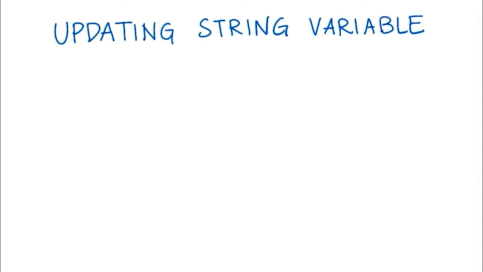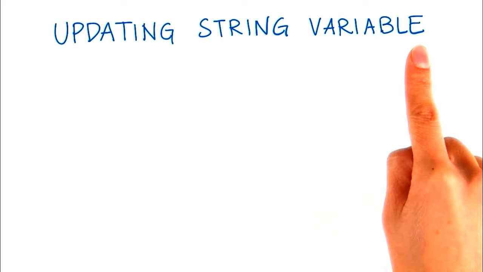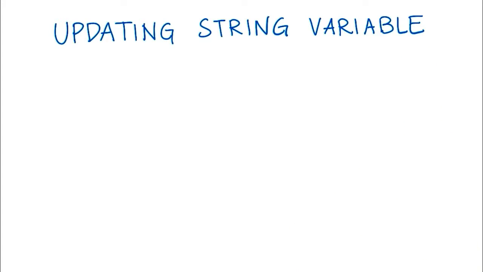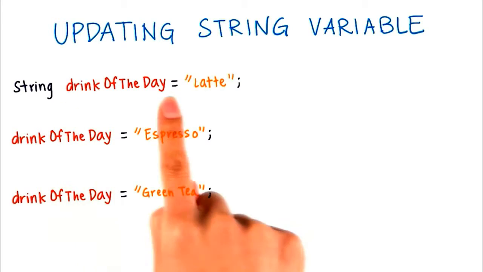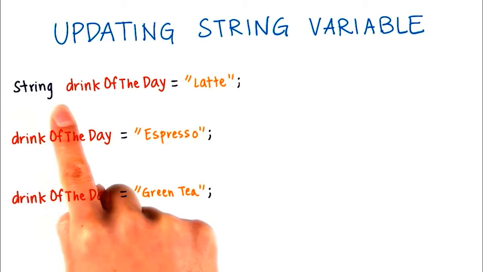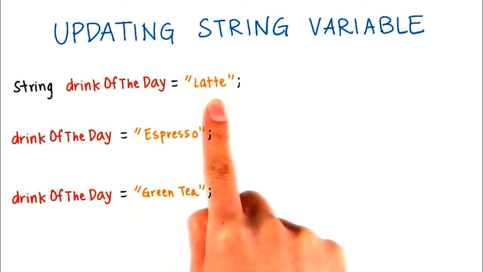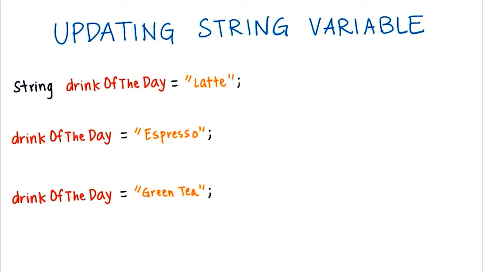Just like you can change the value of an integer variable after you've created it, you can also change the value of a string variable. You can update it to a completely new value. In our Just Java app, say we wanted to display a special drink of the day. Then we could use a string variable to store the name of that drink. Here we declare a string variable called drink of the day, and we initially set it to the value latte.